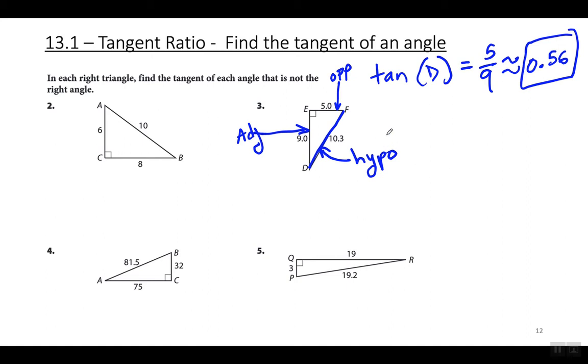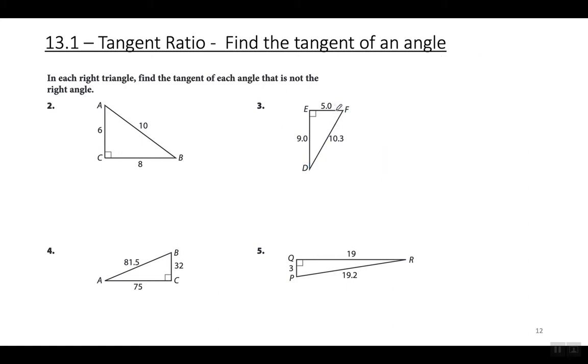Now if I get the tangent of angle F, from the point of view of angle F, this is going to be the opposite, and this is going to be the adjacent side. So the tangent of angle F would be 9 over 5, 9 divided by 5, which is going to equal 1.8.